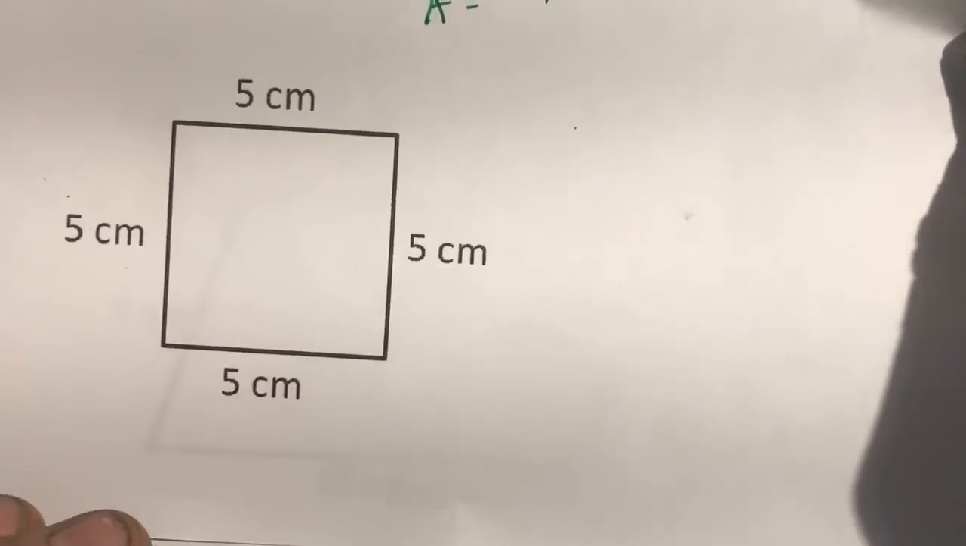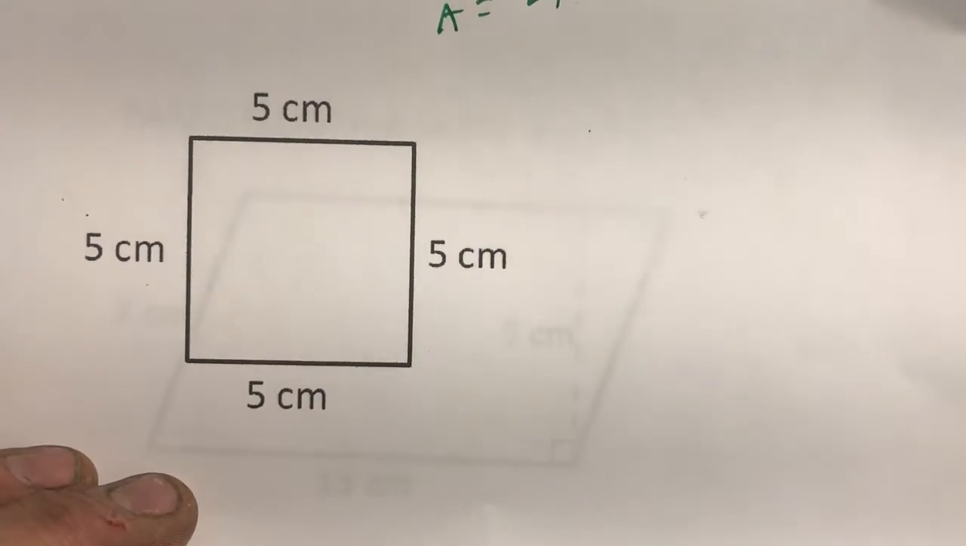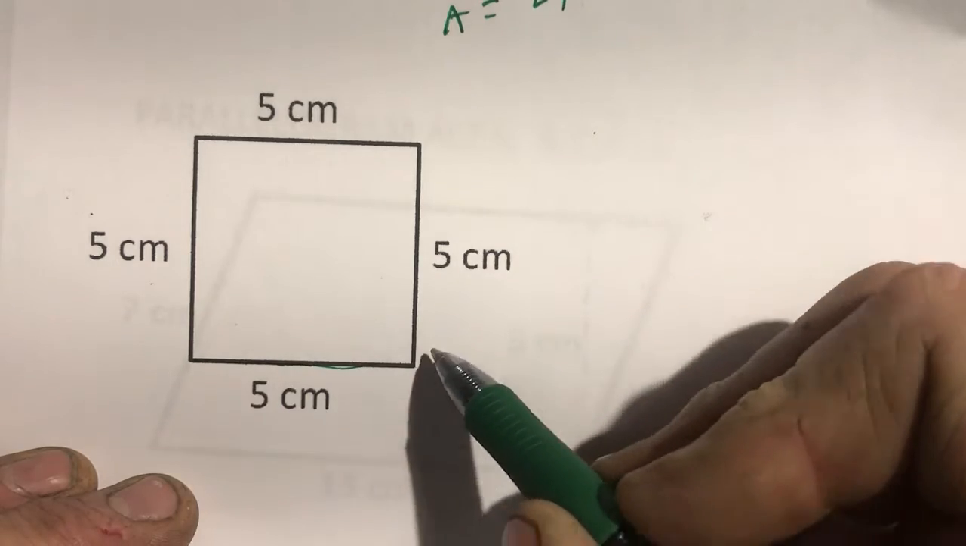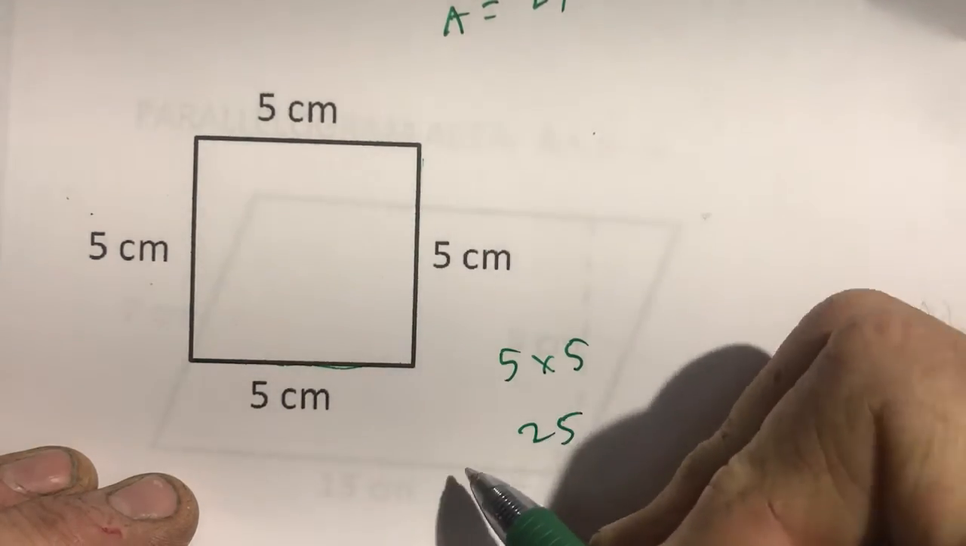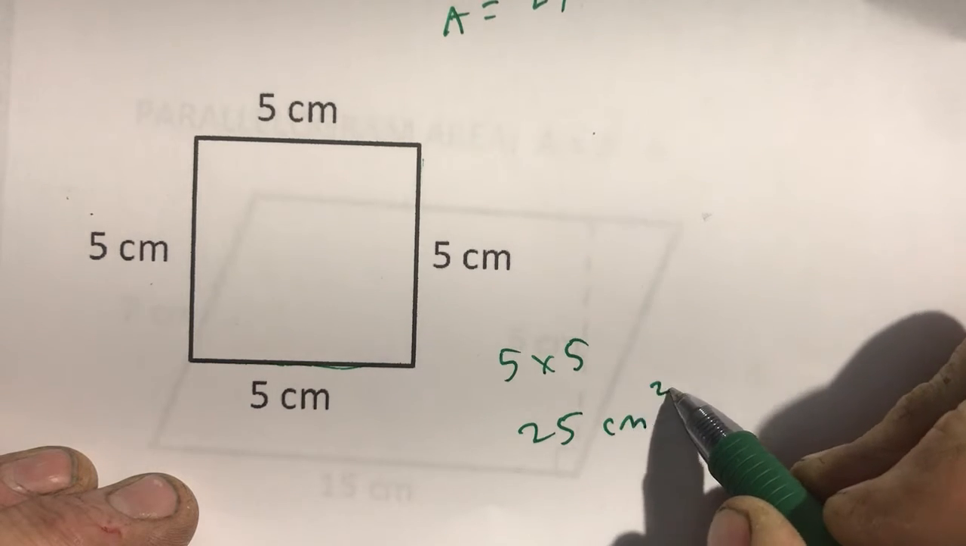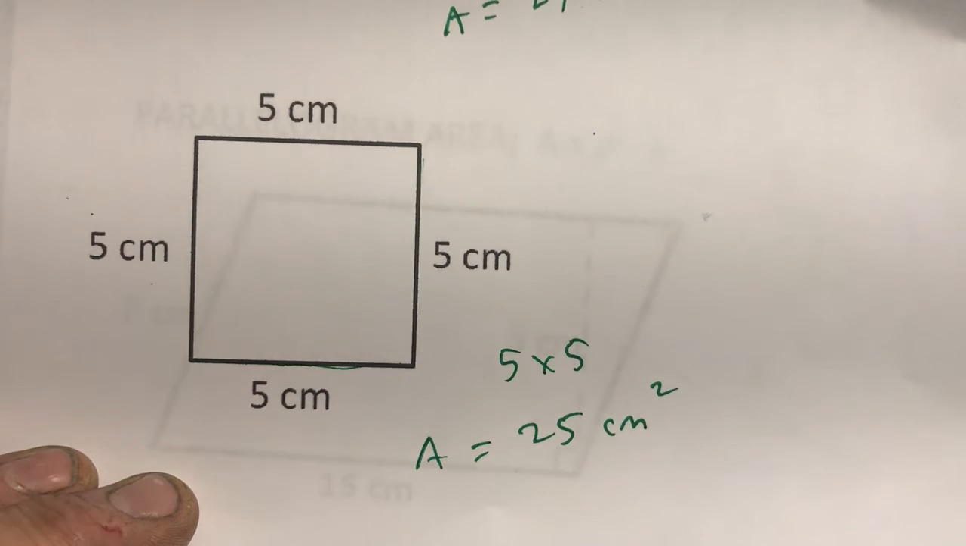Some people don't realize, but a square is a rectangle too. And so my length is 5, my width is 5. So 5 times 5 is 25. These are all centimeters. There's my area, 25 square centimeters.